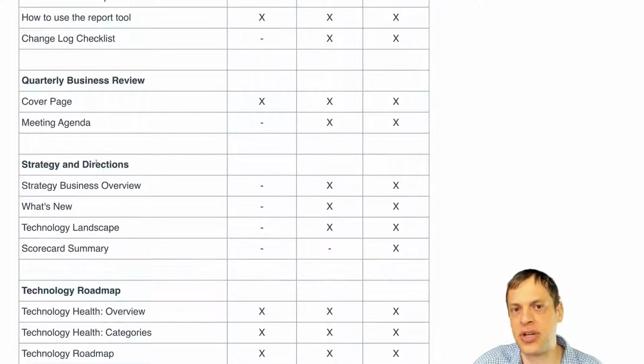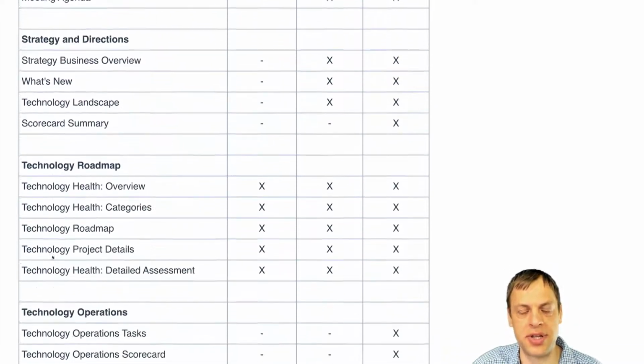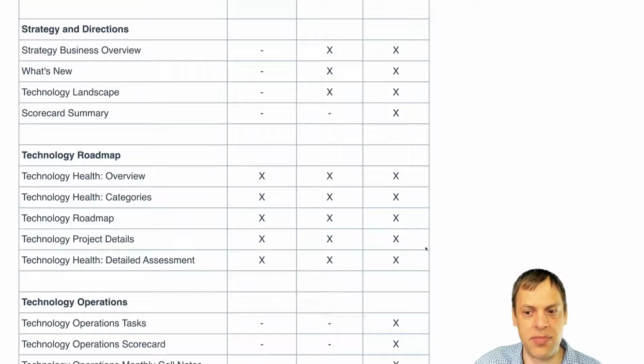For strategy and directions, we don't really have anything for the basic, and we don't have the scorecard altogether on the advanced QBR, meaning the what's new part, technology landscape update, and strategy business overview are going to be part of the advanced and the higher end, the expert, but the complete scorecarding is going to be stripped down from the advanced. On the technology roadmap section, everybody has everything.